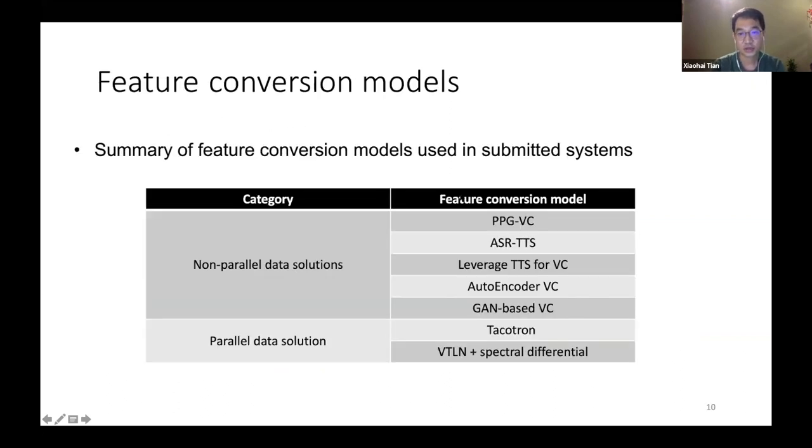In general, our voice conversion system mainly consists of two modules: the feature conversion module and the vocoder. I will summarize the systems according to these two aspects. This table shows the summary of the feature conversion models used in submitted systems. In total, there are roughly 7 types of models belonging to 2 categories. 2 types of models belong to parallel data-wise conversion, while another 5 belong to non-parallel data solutions.